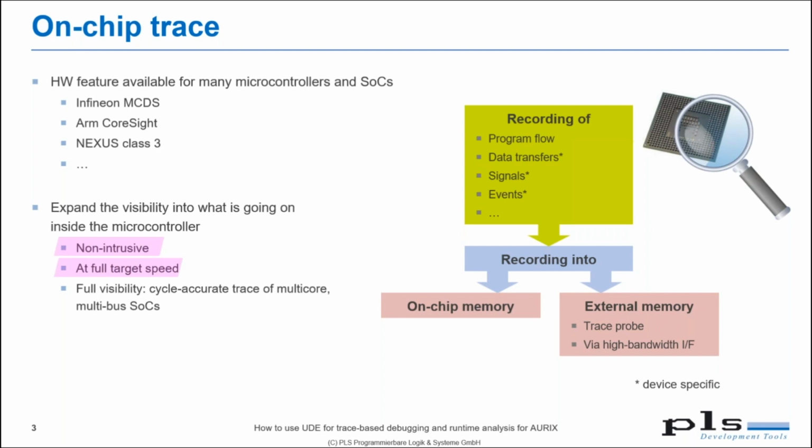The key feature of trace is that you can do the observation completely non-intrusive. That means you have no influence on the runtime behavior by using trace. You can debug without interrupting the target, and you can do this at full target speed in most cases. And you can do very accurate time measurements thanks to trace. That makes it very interesting if the timing of an application should be analyzed.